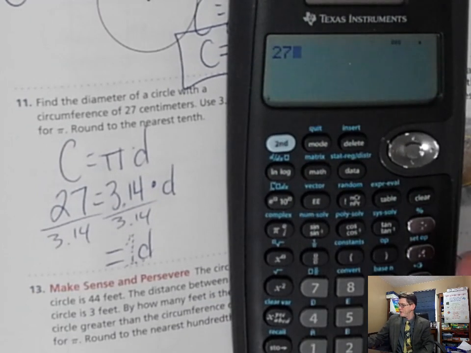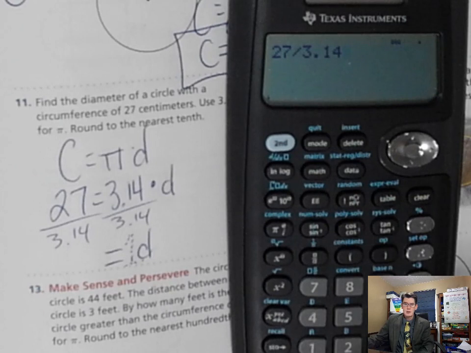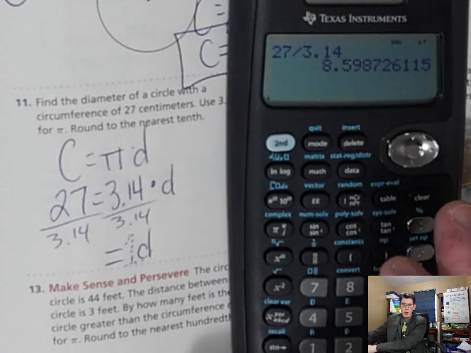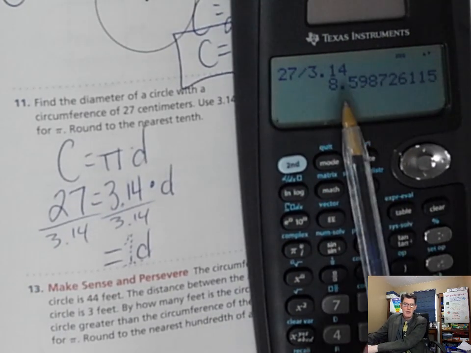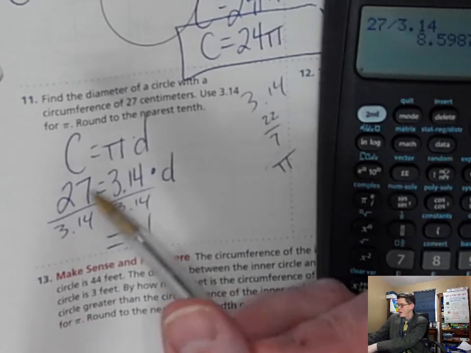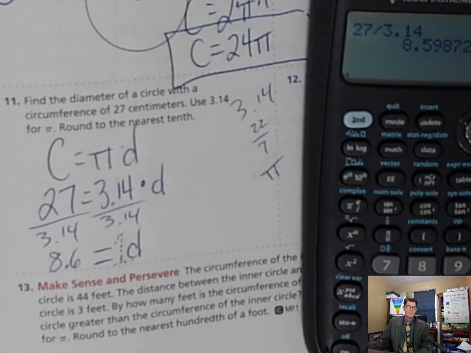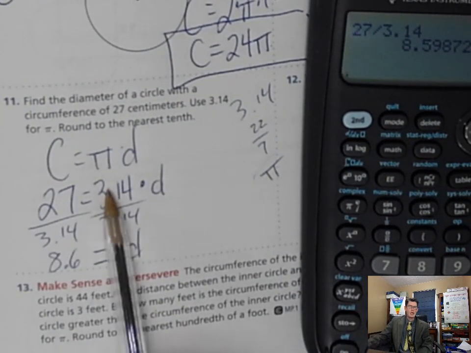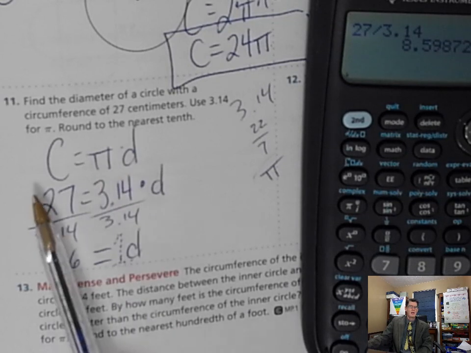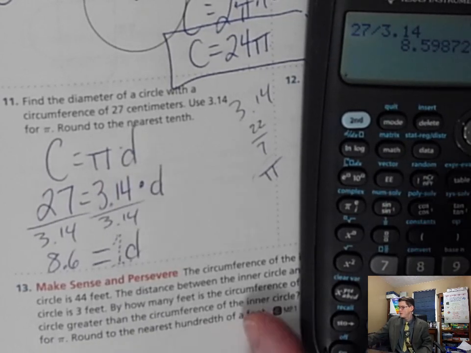Whatever 27 divided by 3.14 is. 8.5. Now, oh, round to the nearest tenth. Nearest tenth, that's 5, it's going to be 6. So 8.6. So you can work equations backwards even to find whatever variable is missing. You just put in the numbers that work for the variables and you're set.